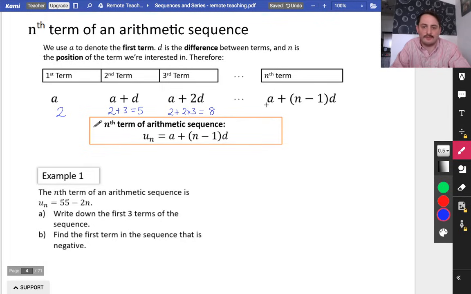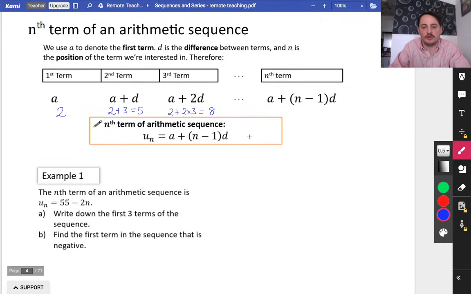And then the nth term: you have the first term, and you add on n minus 1 lots of the common difference. For the second term, you're only adding on 1 of the common difference, and for the third term, you only need to add on 2 of the common difference. So the number of common differences you're adding on is always 1 less than the position you're in. When you're in the nth position, you're adding on n minus 1 lots of the common difference. Hence, the nth term of an arithmetic sequence is u_n equals a plus (n minus 1)d.